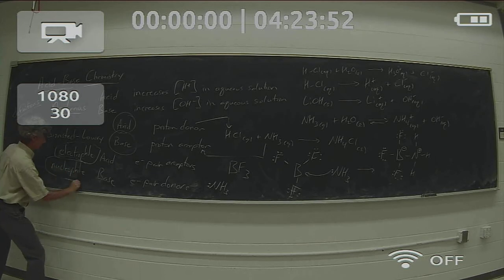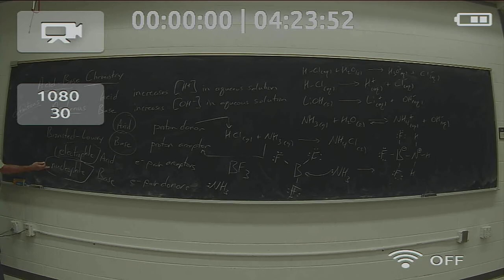It's a nucleus lover. It wants to accept a pair of electrons. So bases are nucleophiles. They want to donate their electrons to a nucleus, which is positively charged. And acids are electrophiles. They want to accept a pair of electrons from something that has a pair to donate.